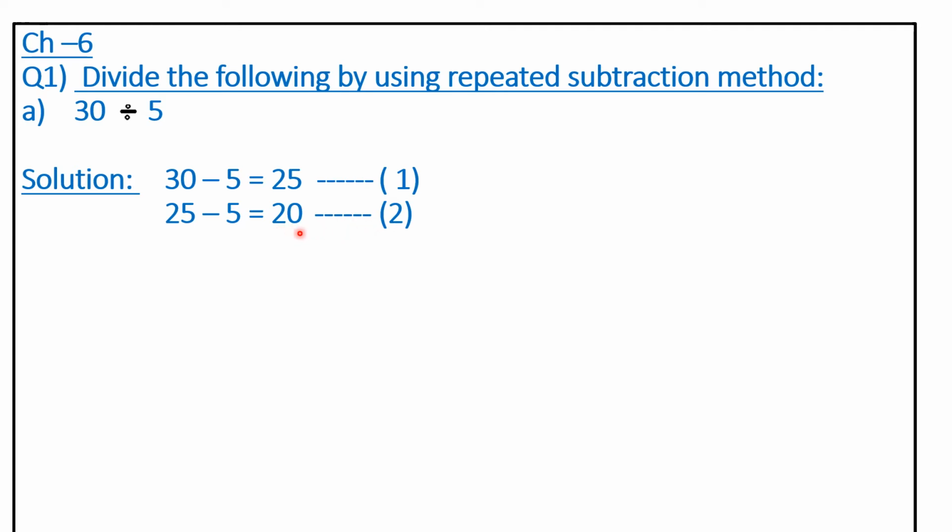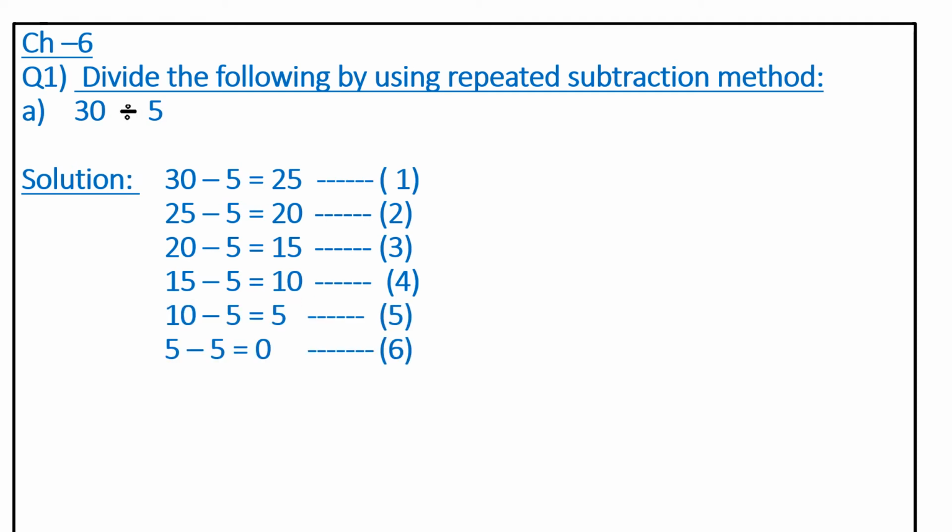Now again we will subtract 5 from this 20. What are we getting? Yes, 20 minus 5, 15. Again 15 minus 5, 10. We have to subtract until we get 0. Okay. So again we will subtract 5 from this 10. So 10 minus 5 is 5. Again this 5 minus 5 is 0.